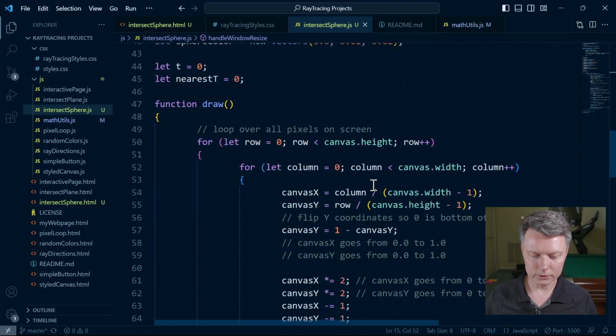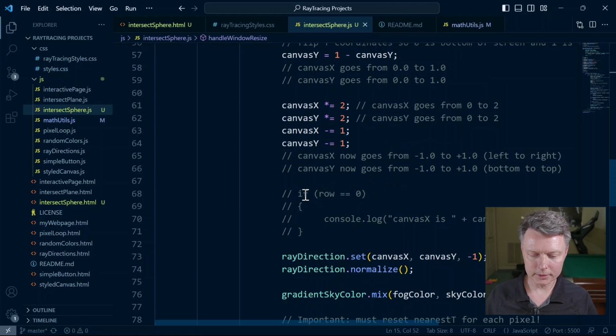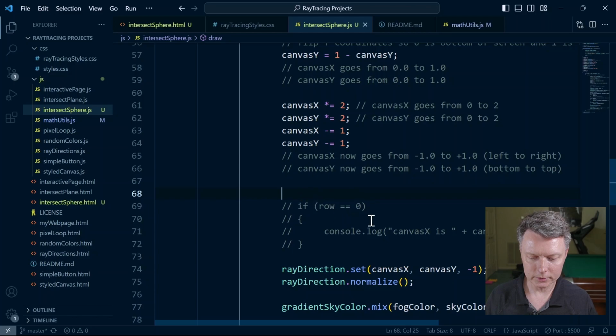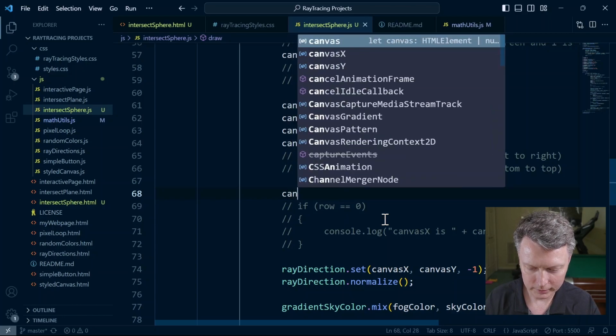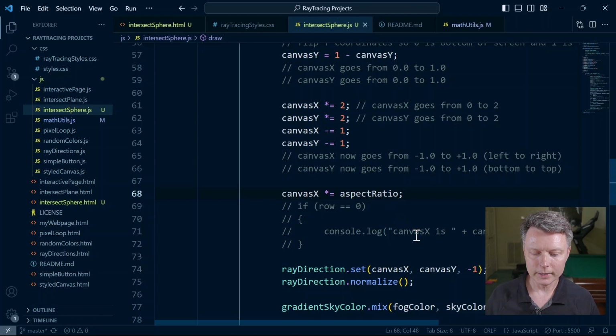Now let's scroll down to where we're looping over all the pixels and computing canvasX and canvasY. All we have to do is multiply the canvasX variable, which is left to right, by this aspect ratio. Then we'll have a square space for our viewport, and that'll square everything up and make everything look more symmetrical. So right above this commented line, if row equals 0, let's hit enter and update the canvasX variable. We're going to do canvasX times equals, a multiplication assignment, and then the aspect ratio, and then semicolon. That should take care of everything.